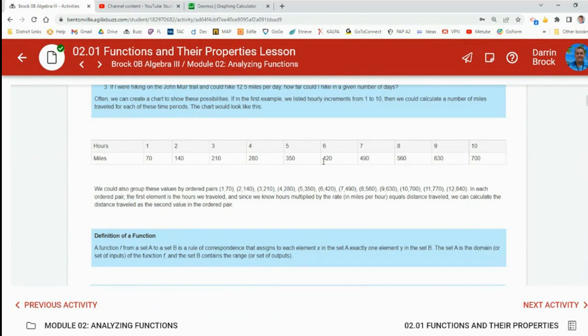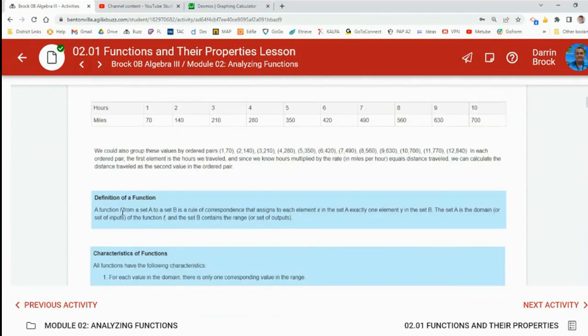So the definition of a function. Now, this is a very college type definition of a function. A function f from a set A to a set B is a rule of correspondence that assigns to each element x in the set A exactly one element in set B. The set A is the domain, or the set of inputs, of the function f, and the set B contains the range, or set of outputs.